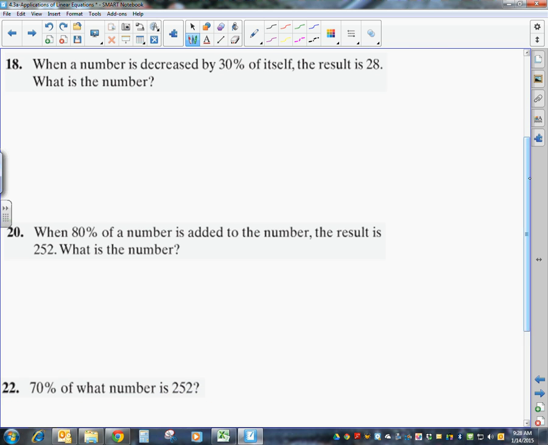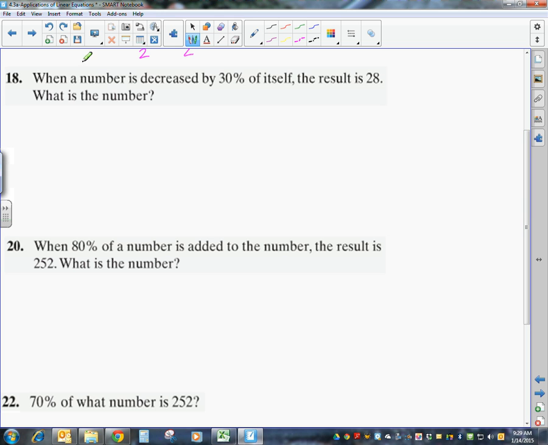When a number is decreased by 30% of itself, so again, x is that number, "is decreased by" is my minus. We've talked about that. That's my minus sign. 30%, remember we cannot write percents in an equation, so I'm going to write 0.3. "Of" means multiplication, and "itself" is that number x. Then the result is 28. So my equation looks like x minus 0.3x equals 28.